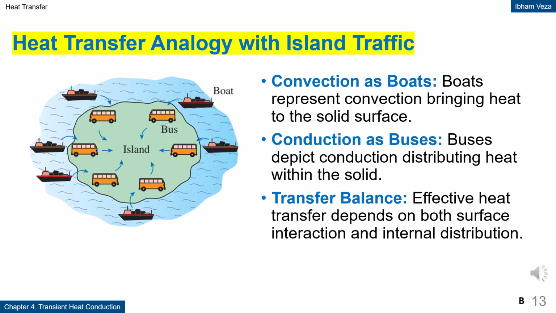Boats arriving at the island represent convection, bringing heat to the surface. Buses inside the island represent conduction, distributing heat throughout the interior. If boats arrive quickly but buses move slowly, heat will accumulate near the surface. The balance between these two mechanisms determines the heating or cooling rate of the object.